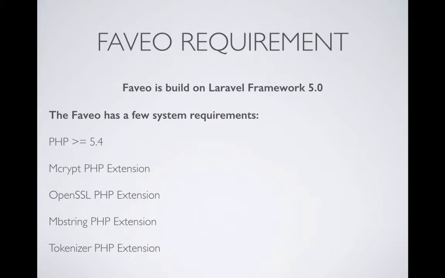Before we get started with the installation process, let's look at the minimum requirement that is required to install Faveo. Today I am going to be using a shared server with cPanel installed on it. And this is the minimum requirement that we will need for Faveo to work. The requirement is very simple. You need at least PHP version 5.4 and you need to have some PHP extensions enabled. These are the 4 extensions which should be enabled before we install Faveo: mcrypt, OpenSSL, mbstring, tokenizer.